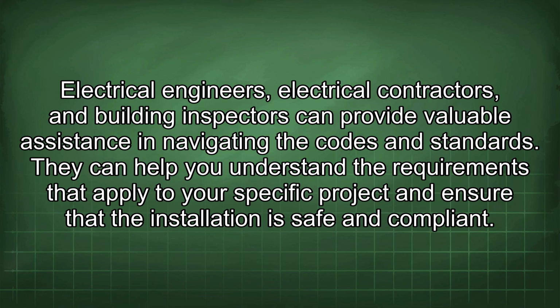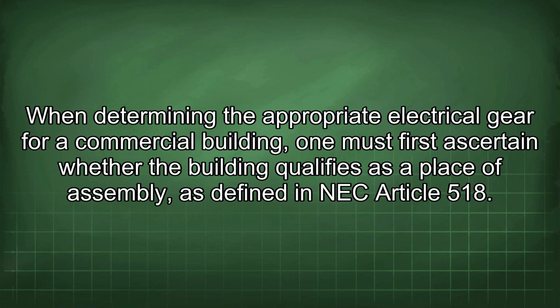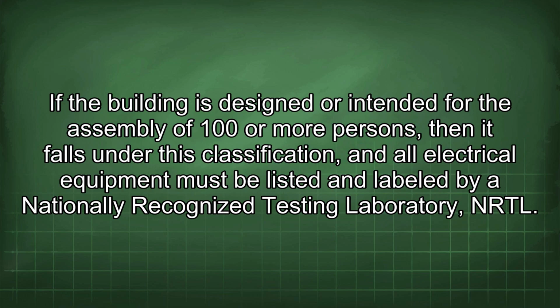and compliant. When determining the appropriate electrical gear for a commercial building, one must first ascertain whether the building qualifies as a place of assembly, as defined in NEC Article 518. If the building is designed or intended for the assembly of 100 or more persons, then it falls under this classification, and all electrical equipment must be listed and labeled by a nationally recognized testing laboratory, NRTL.